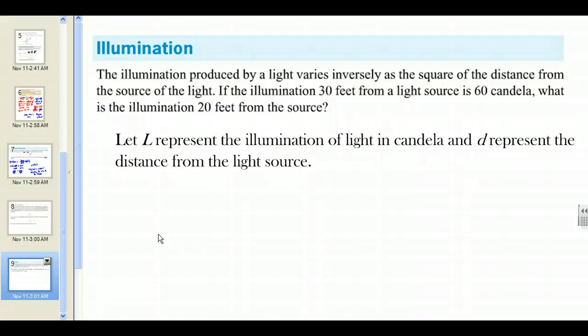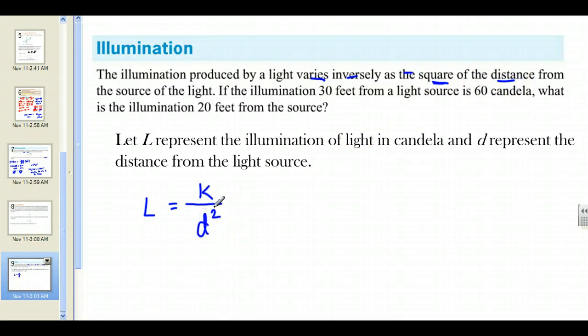Alright, so the illumination produced by light varies inversely as the square of the distance from the source of light. So if the illumination 30 feet from a light source is 60 candela, what is the illumination 20 feet from the source? So the way we do this, we declare our variables. L is our illumination in candela, and D is the distance. So this first line, the illumination produced by light varies inversely as the square of the distance. So L varies inversely means we're going to have k divided by something. What does it vary inversely as? That's what goes down here. The square of the distance. So D squared.